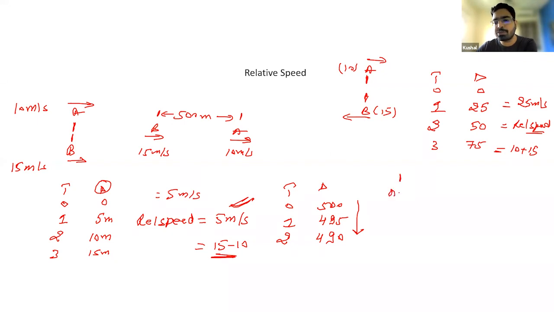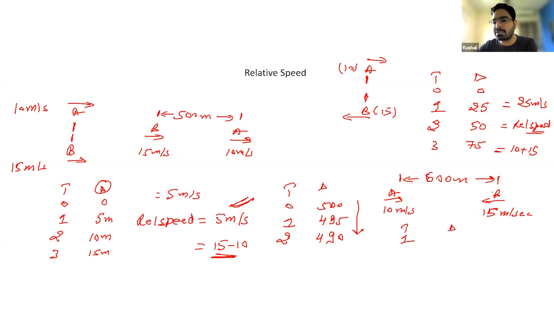For example, you may have A over here. You may have B over here. A is moving in this direction at 10 meters per second, and B is moving in this direction at, let's say, suppose 15 meters per second. And let's say the distance between the two of them is 600 meters. So what will happen at the end of 1 second? What will be the distance between the two of them?